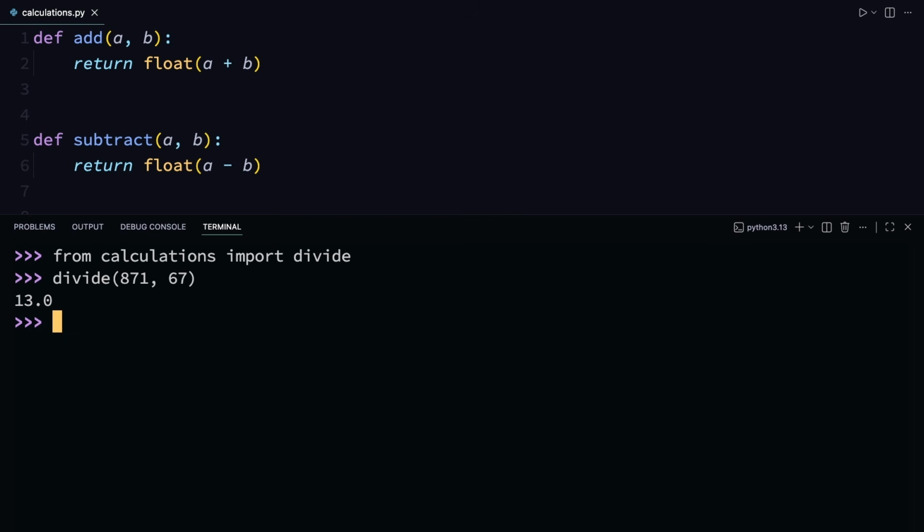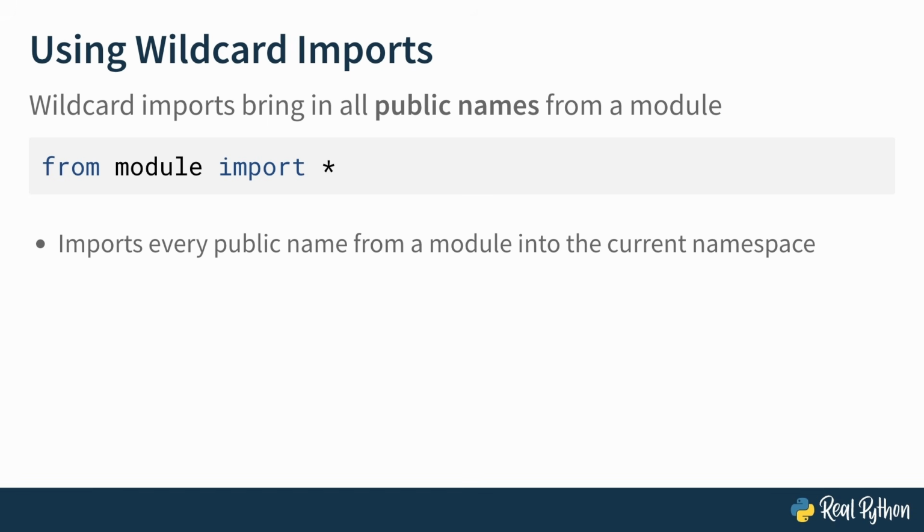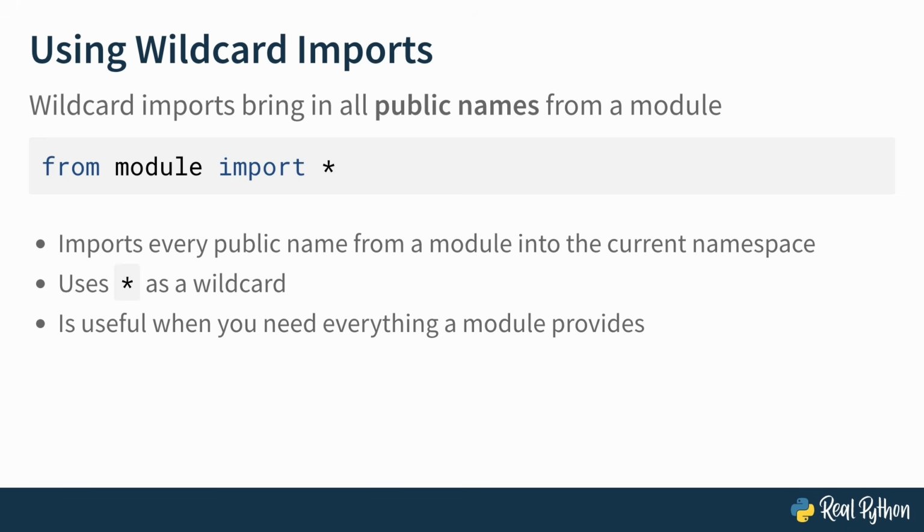Next up, let's talk about wildcard imports. So what are wildcard imports? Wildcard imports bring in all public names from a module. The syntax is from module import star. This imports every public name from a module into the current namespace. It uses an asterisk or star as a wildcard, and it's useful when you need everything a module provides, which is not really that often.